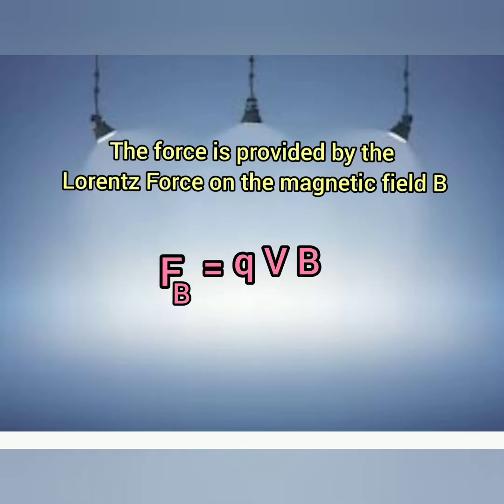The energy of the particles depends on the strength of the magnetic field as well as on the diameter of the Ds. The centripetal force required to keep the particles in a curved path is given by the formula Fc is equal to mv squared by r. The force is provided by the Lorentz force Fb on the magnetic field B. Fb is equal to qvB.